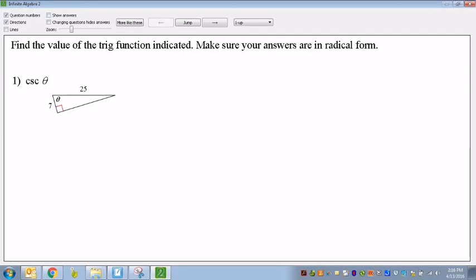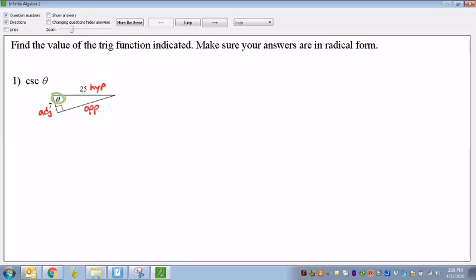So it wants to know what cosecant of theta is. So theta's up here. Let's go ahead and label our sides. I still pick an angle and label all my sides. Farthest away from theta is the opposite, 7 is the adjacent, and 25 is the hypotenuse. They're all labeled there.